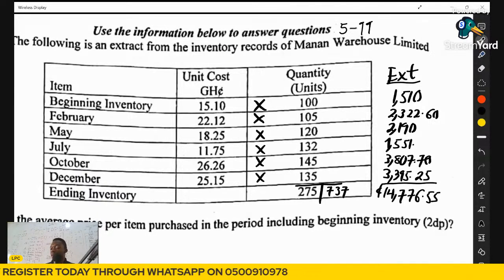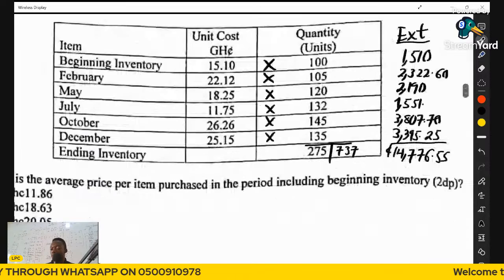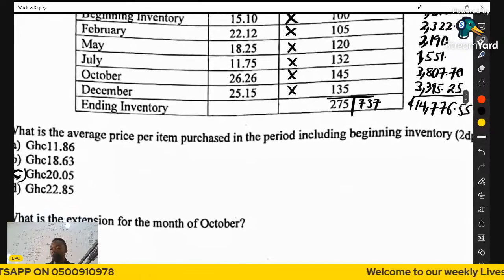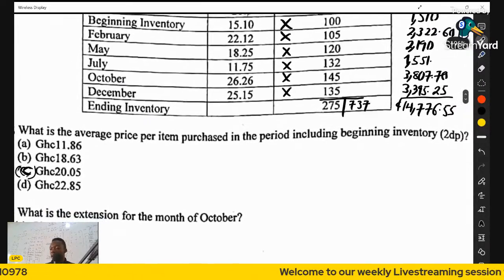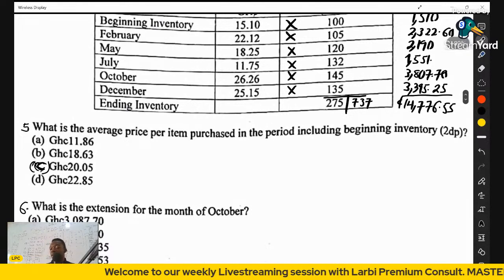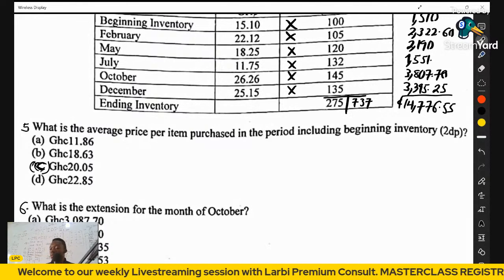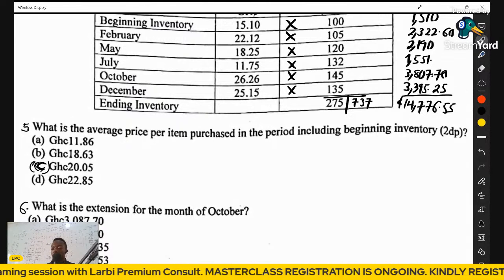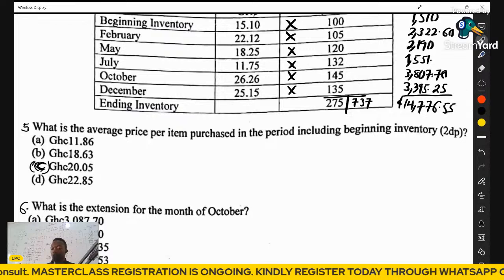So once you have gotten that, that's fine. Now let's get back to the main question, question 5. It goes like, what is the average price per item purchased in the period, including beginning inventory? We are asked to correct to 2 decimal places.